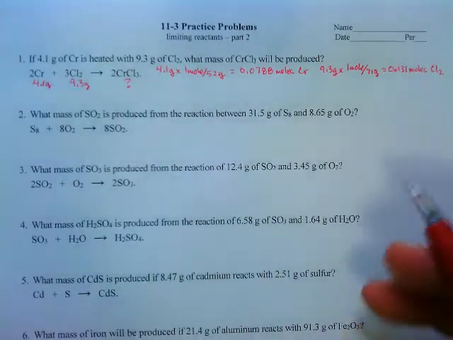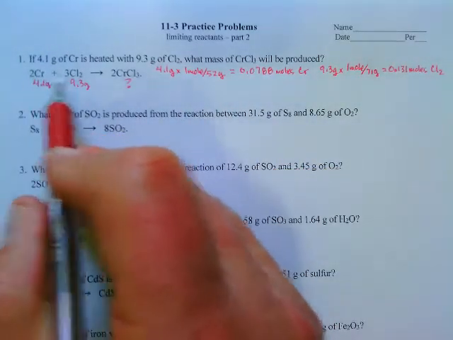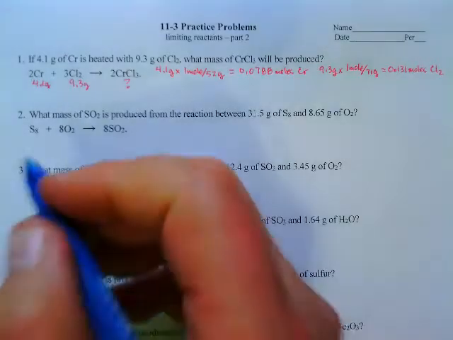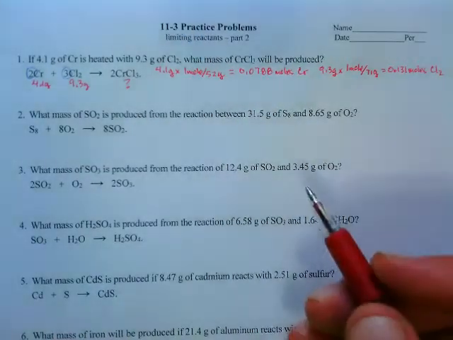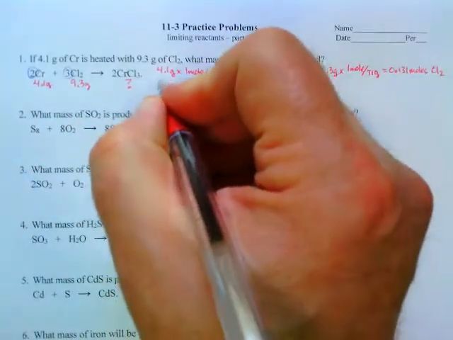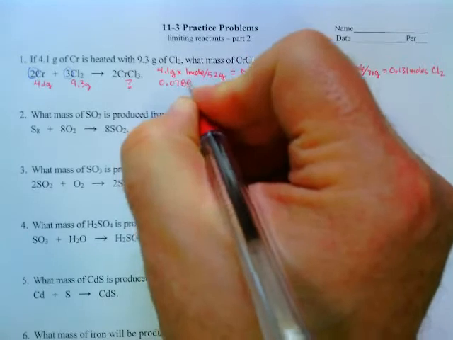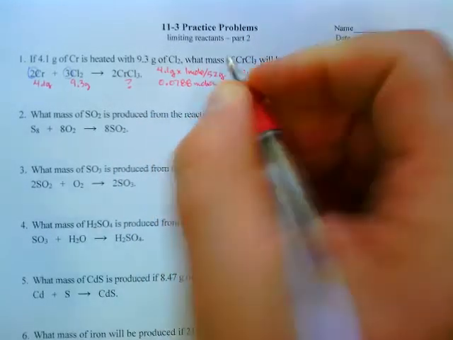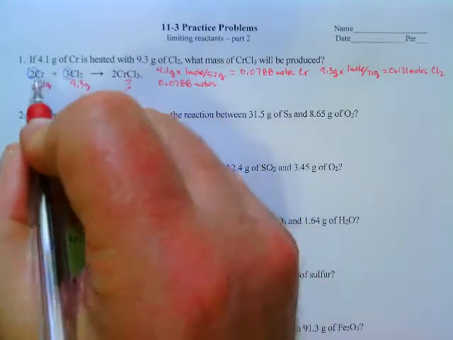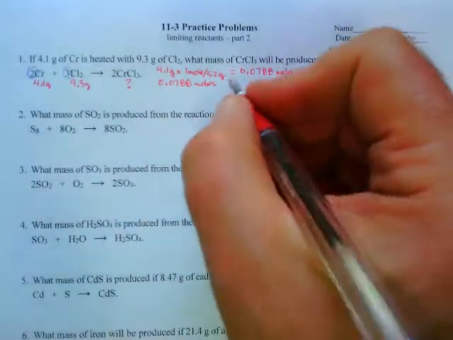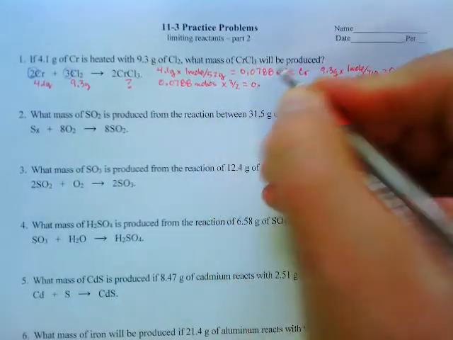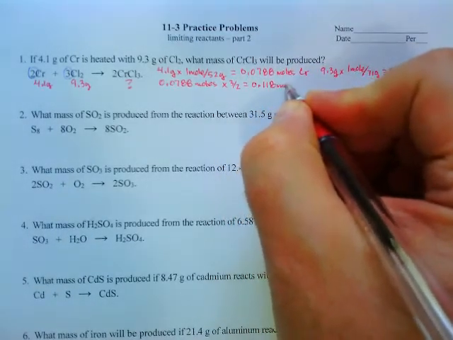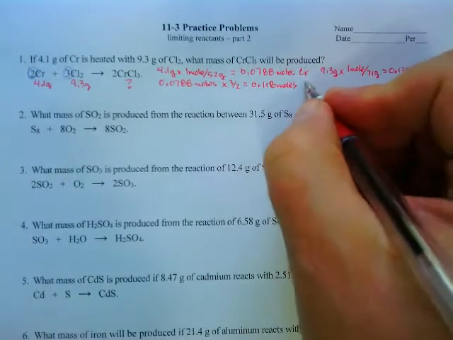Alright, so now that we've done that, we have to figure out using the 2 to 3. So again, we're going to start with our chromium and then using these for our mole ratio. We're going to start with the chromium, which was the 0.0788, and then the mole ratio, because we want to find out how much chlorine we would need to use up all of that chromium. So the mole ratio will be 3/2, which will give me 0.118 moles of Cl2 needed.